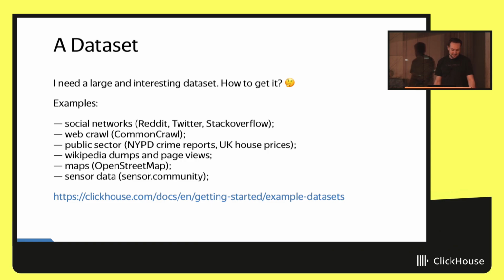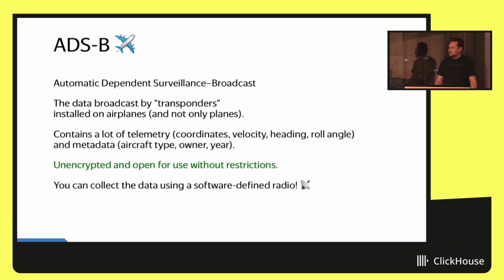Wikipedia provides OpenStreetMap. There are open datasets from some temperature sensors around the world. And there is a catalog of example datasets in the ClickHouse documentation. But what I will use is a dataset about ADSB. It is Automatic Dependent Surveillance Broadcast. Not sure if it is clearer from this description.